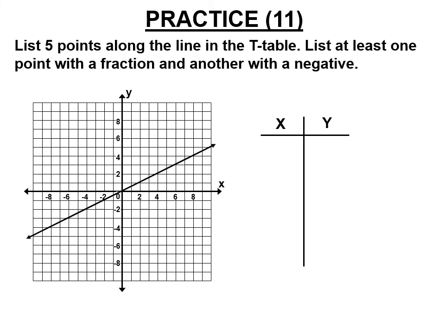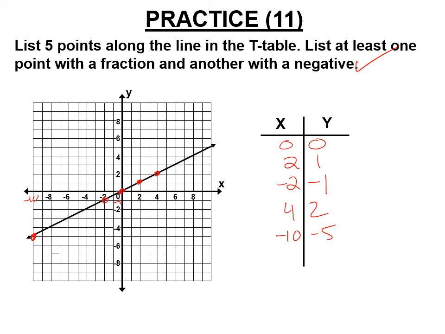List 5 points along the line in the t-table. List at least one point with a fraction and another with a negative. All right, so here's an easy one, (0, 0). They don't have to go in any order. Here's another one, (2, 1). Here's another one, x is -2, y is -1, so there I've got at least one with a negative. Here's (4, 2). I could do way down there, that's (-10, -5).